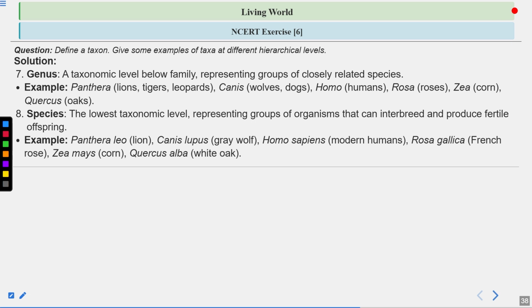Examples: Panthera leo, here leo is the species; Canis lupus, lupus is a species; Homo sapiens, sapiens is a species; Rosa gallica, gallica is a species; Zea mays, mays is a species; and Quercus alba, here alba is a species. You should also remember that species is the lowest taxonomic category, and at the species level the number of shared characteristics is maximum. As you move from species to kingdom or to domain, the number of similar characteristics keeps on decreasing.